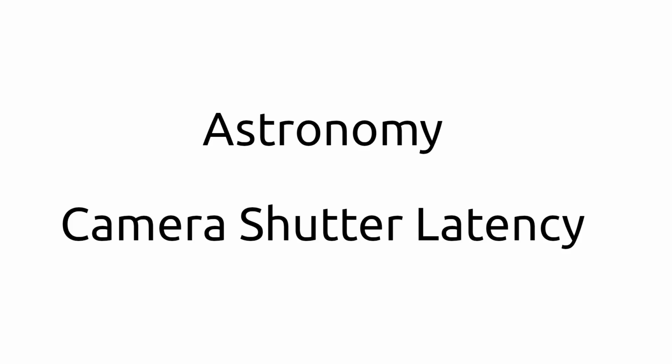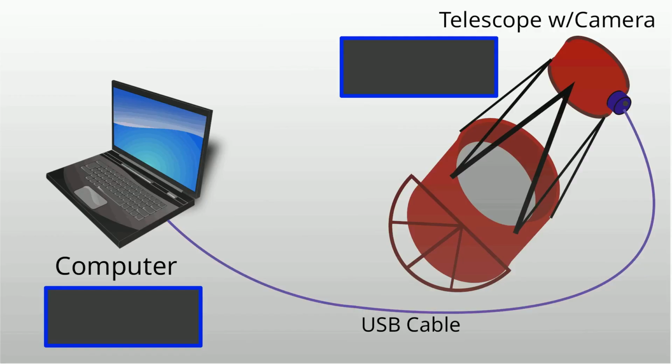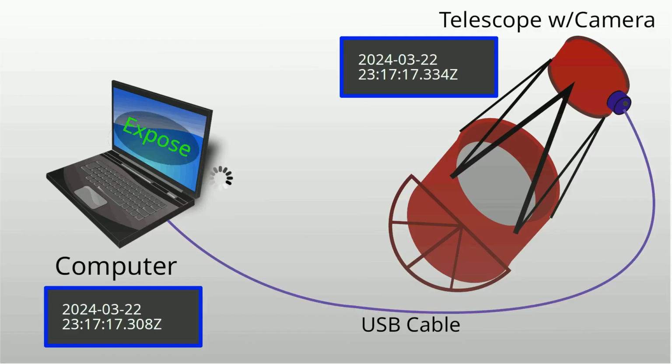This video will discuss what camera shutter latency is, what problems it causes, and ways to resolve those issues. Camera shutter latency is when there are delays in software or hardware that cause a difference between what is in the image header for the start time and when the actual exposure started.